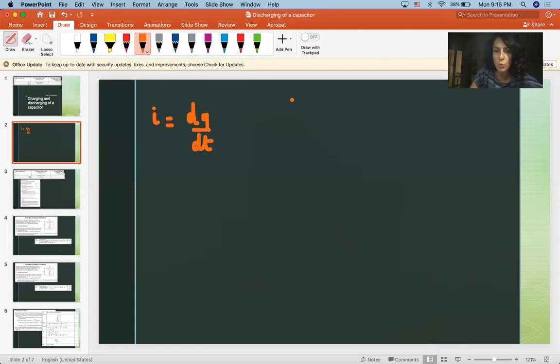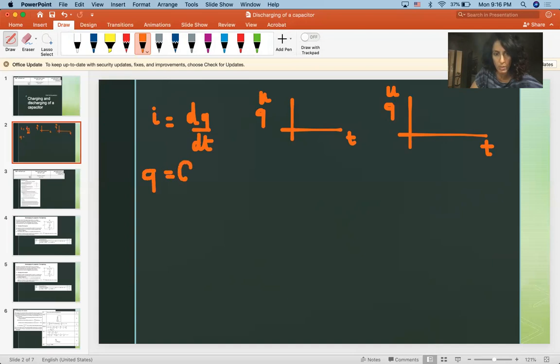Probably I need to remind you quickly of the u function and the q function as a function of time. Remember that Q is equal to C times U across the capacitor. So they're both proportional, Q and U. For the charging process, you will end up with an exponential increase. For the discharging process, it's an exponential decrease.